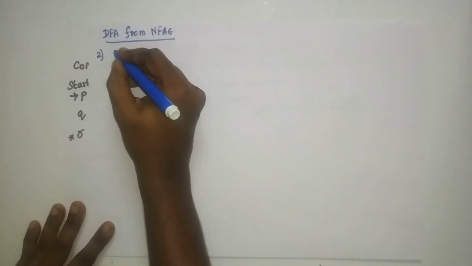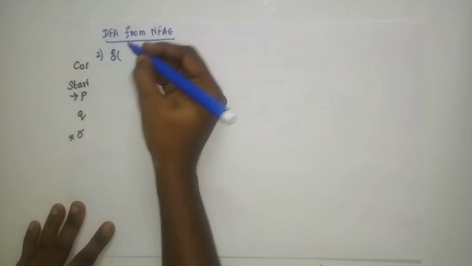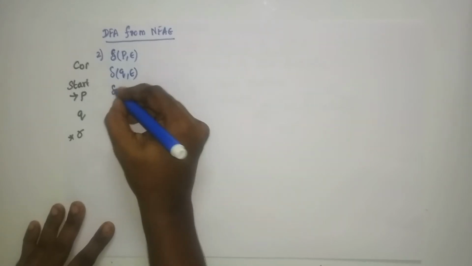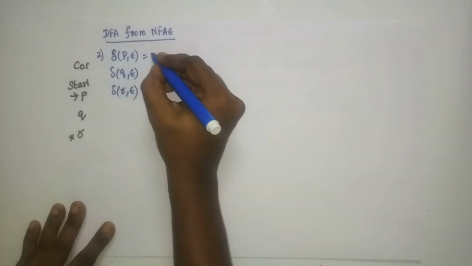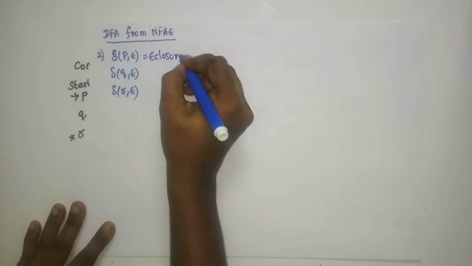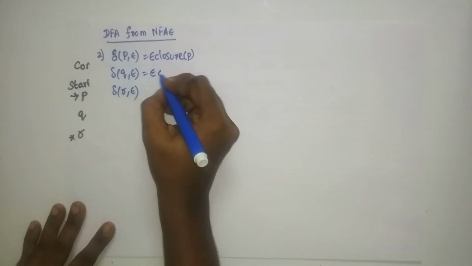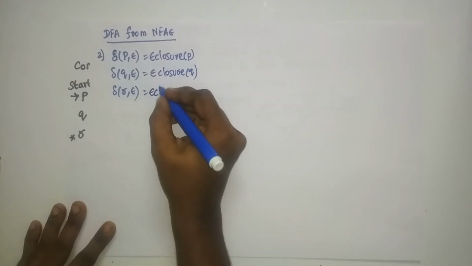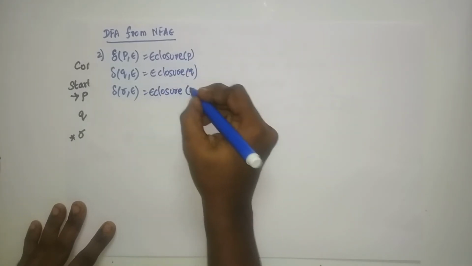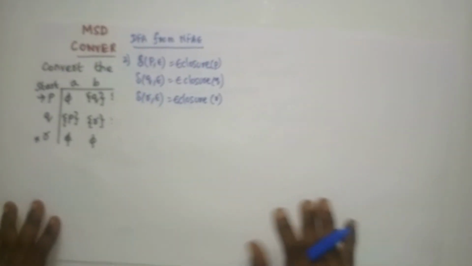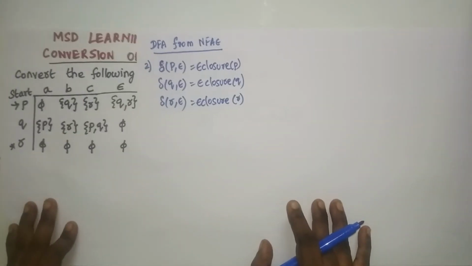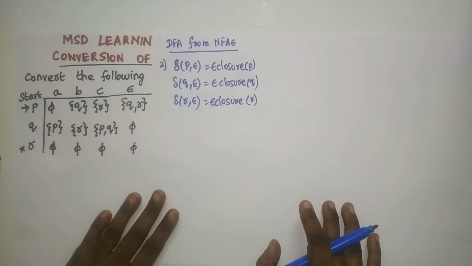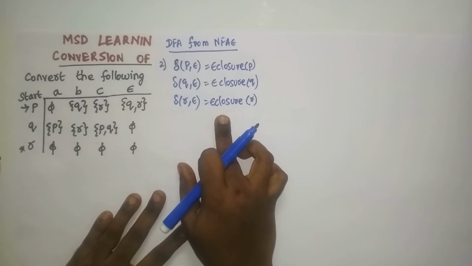So here in our second step we are going to find delta of P comma epsilon, delta of Q comma epsilon and delta of R comma epsilon. Delta of P comma epsilon is nothing but epsilon closure of P, and Q comma epsilon is epsilon closure of Q, and R comma epsilon is epsilon closure of R. So from the given machine, first we are going to find the epsilon closure of all the states. Whenever the machine NFA epsilon is given, we have to find epsilon closure of all the states.